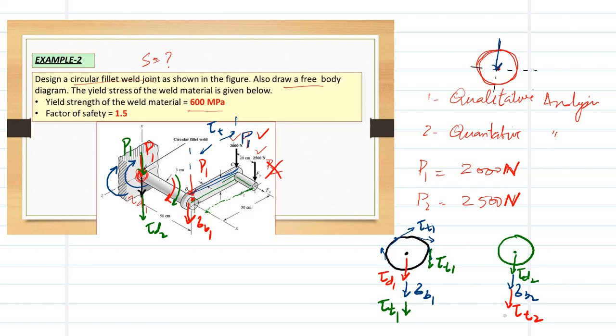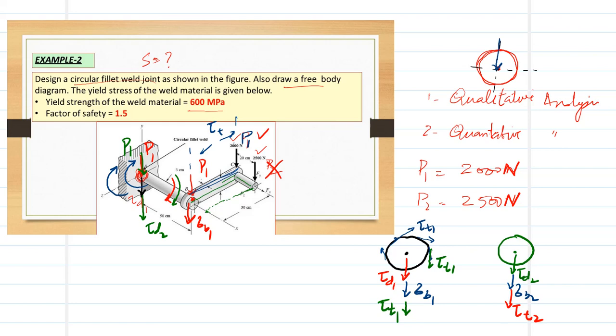So whenever analyzing weld joints, we have to first combine the similar kinds of stresses, which means we have to sum up all the bending stresses and sum up all the shear stresses. Before summing these up, we have to first find the magnitude of each. Clear?